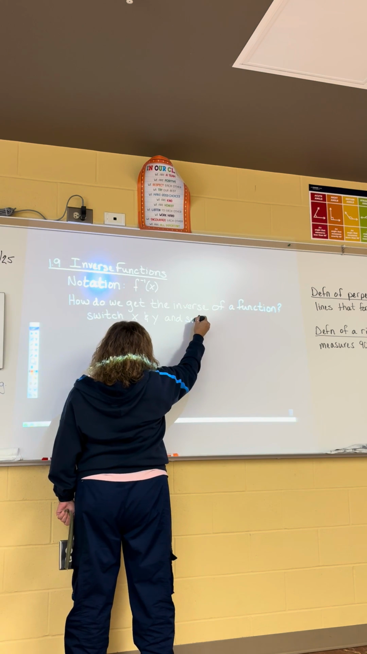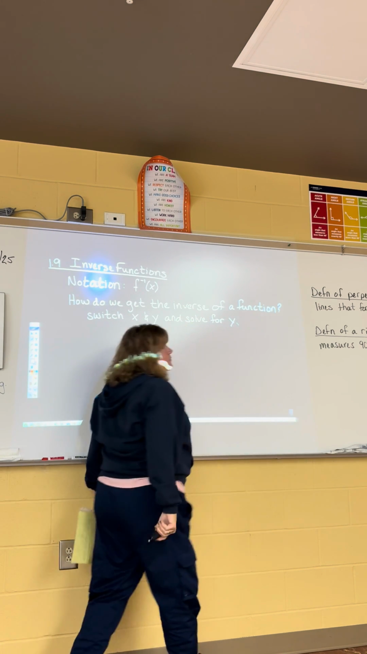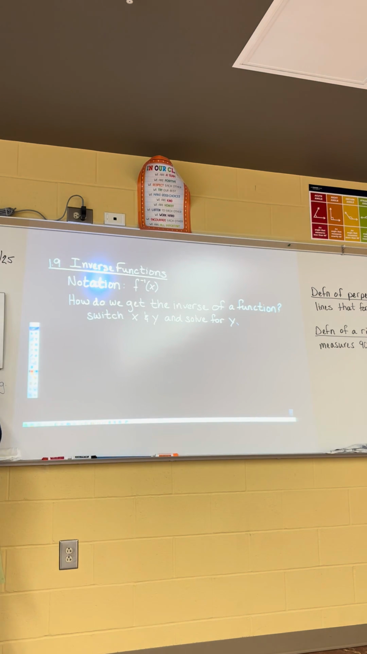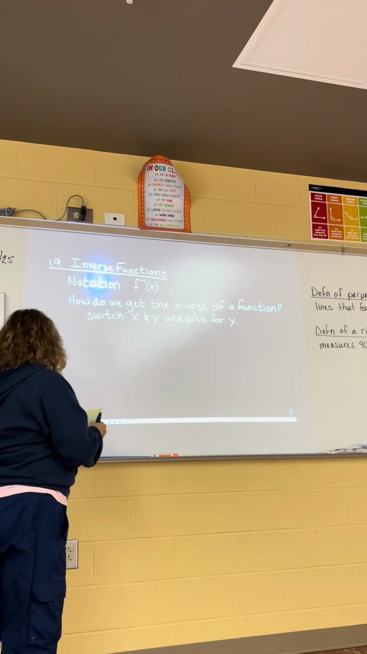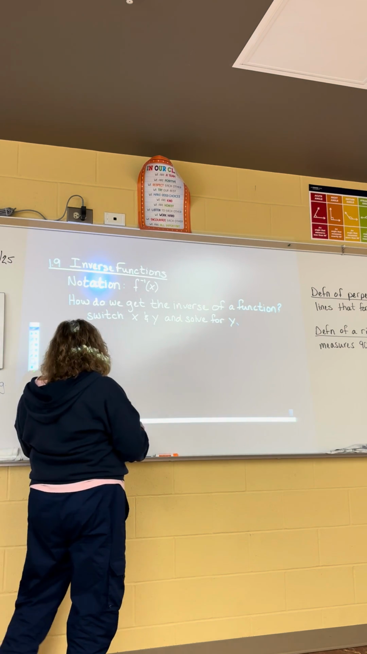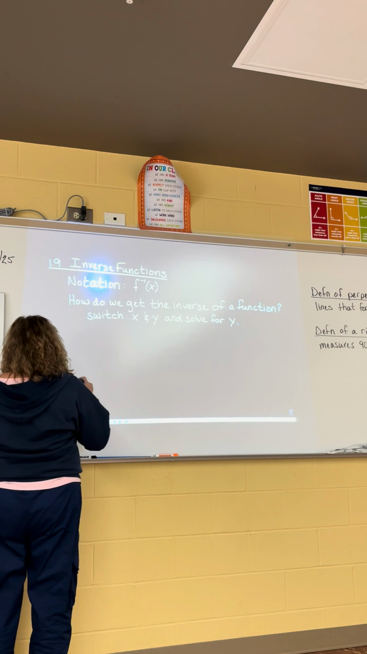Oh, okay. I might remember this. Switch x and y and solve for y. I missed this 3 days in a row last year and we were doing this and I just never got it.